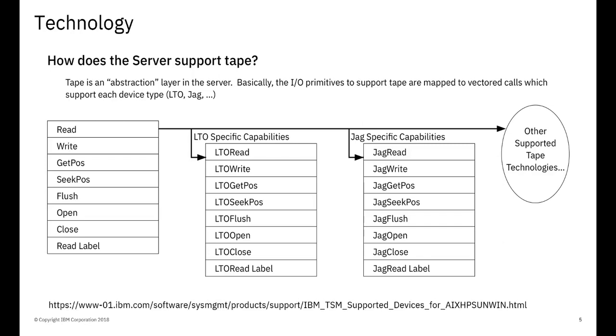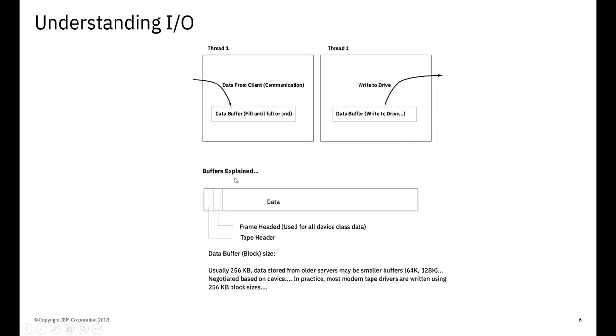Spectrum Protect does see tape as an important entity for data protection. I know with the talk of cloud, sometimes tape gets lost, but we see the value of it in many different ways and are continuing to develop and test new types of tape devices, and continue to add to our support list. When we look at the I/O being written out to tape, what happens is you'll have a thread, and this will be communicating with the Spectrum Protect client.